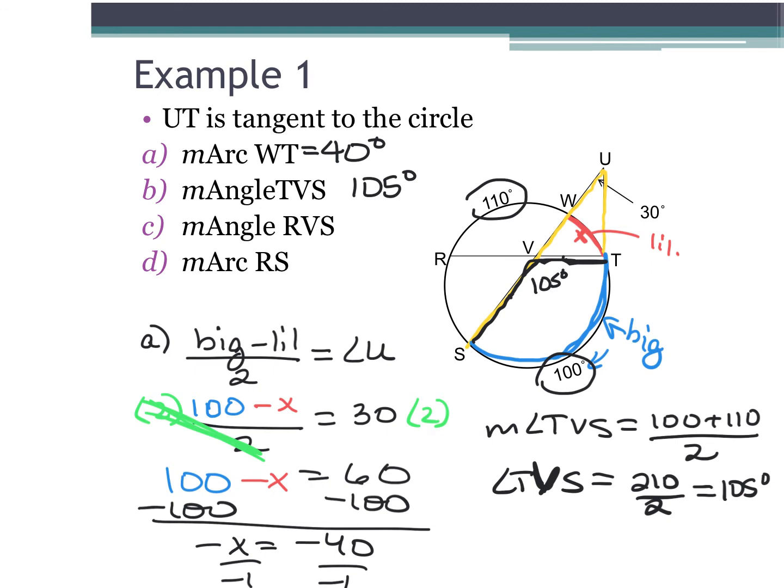Now let's go ahead and find RVS. Well, this one's easy to find because RVS is right here. Notice it's sitting on a straight line. So all I have to do for RVS is subtract 180 minus 105, and RVS is 75 degrees.